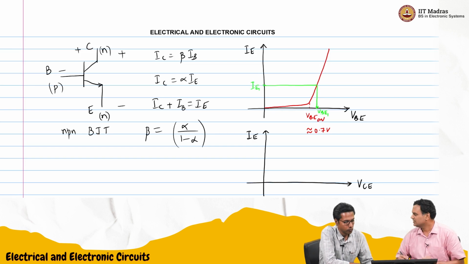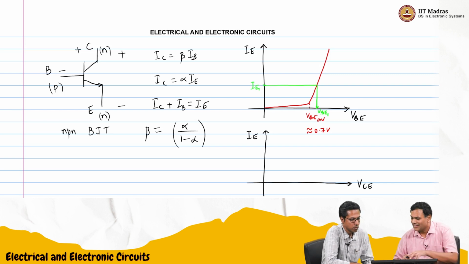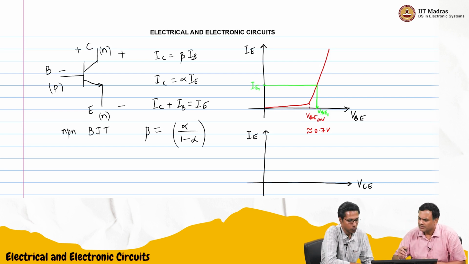I just call it like this. If I take this particular IE1, VBE1 combination, and I keep changing the collector voltage, then we will want a curve. It should not depend on collector emitter voltage at all, no?